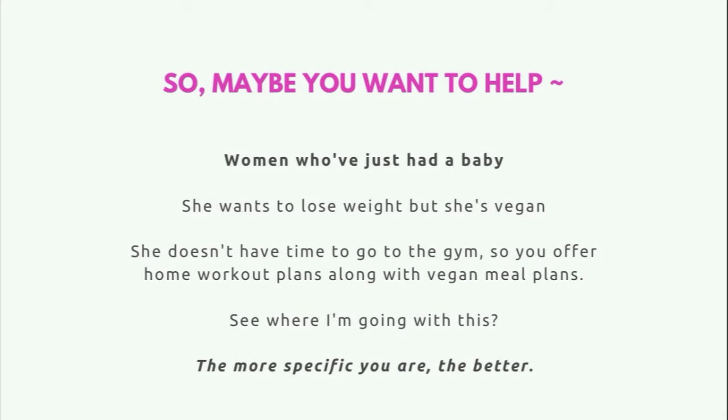So let's break it down a little bit more. Maybe you want to help women who just had a baby. She wants to lose weight, but she's vegan. She doesn't have time to go to the gym, so you want to offer her home workout plans along with vegan meal plans. So see where I'm going with this? The more specific you are, the better. Once you know exactly who you want to work with, you can create your message, your advertising, etc. to that perfect person.